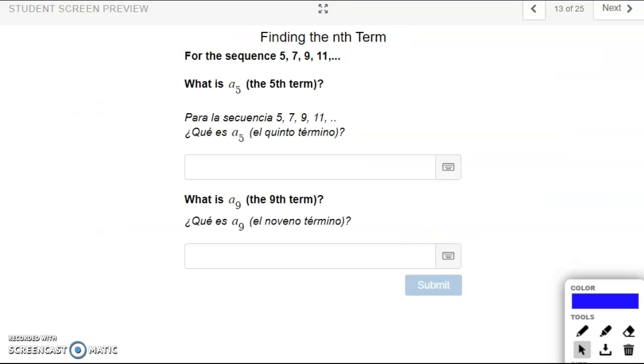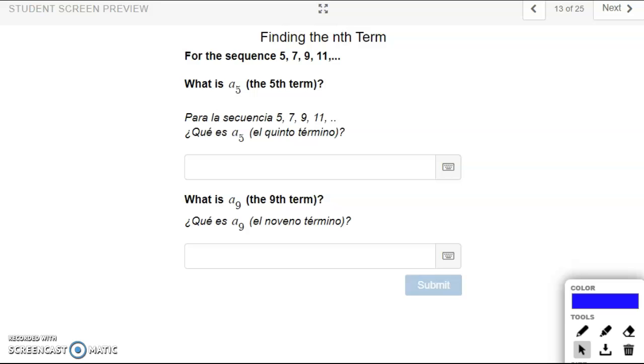Okay, now for the sequence 5, 7, 9, 11, what is a sub 5? That means it's the fifth term. This is the first term, second term, third term, and fourth term. To figure out what the fifth term is, you need to figure out what the pattern is. What's happening to the numbers? 5 is increasing going to 7, and 7 to 9, 9 to 11. So how much is it increasing by? It's increasing by 2, or you are adding 2 to the previous term.